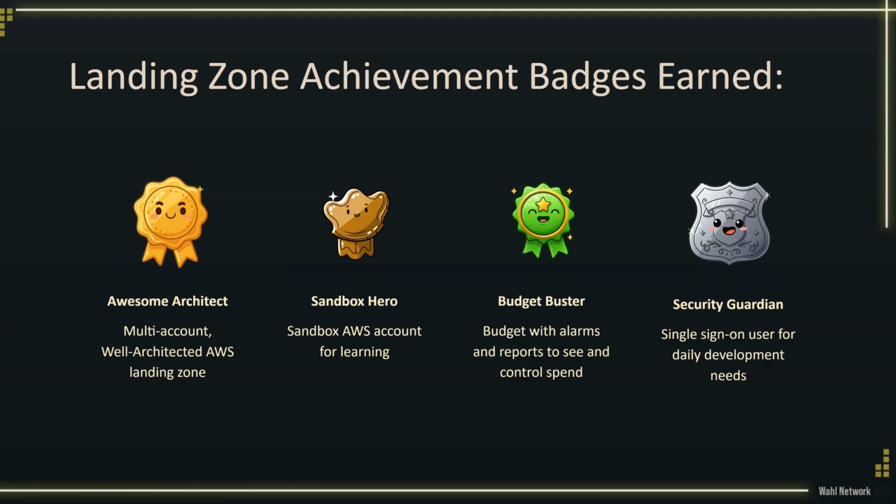Because we now have an account that is isolated and safe for learning within. We then built our budget and became a budget buster, having alarms and thresholds and a weekly report so that we have our finger on the pulse of our spend. Finally, we earned the Security Guardian badge because we set up an identity source for AWS with single sign-on and our daily development user that keeps ourselves isolated to our sandbox account and makes it so that it's safe to make changes just to that account and not worry about blowing up the universe across all of our other accounts.